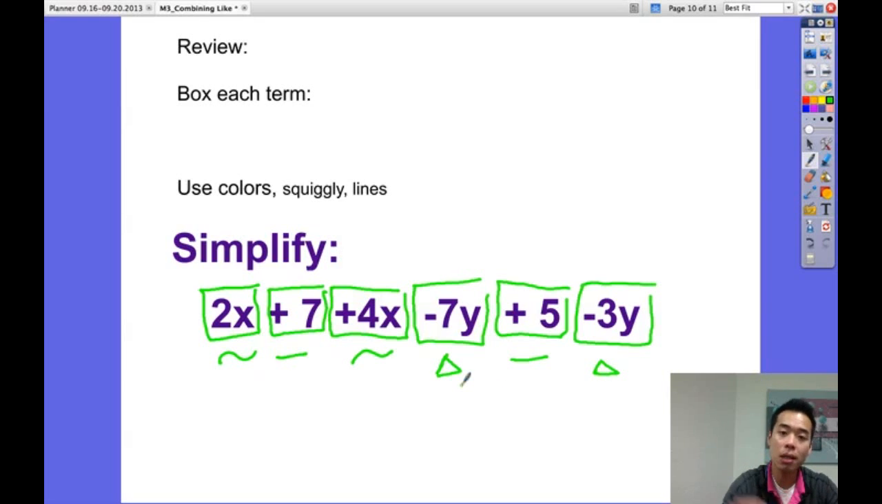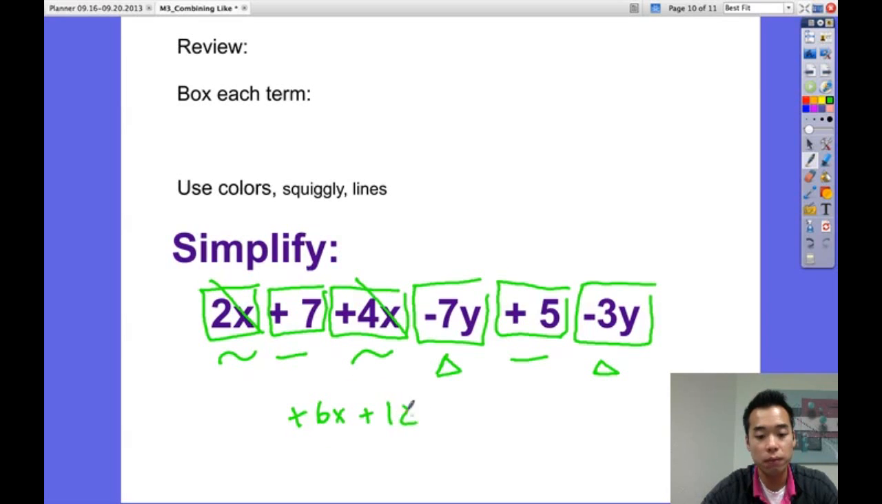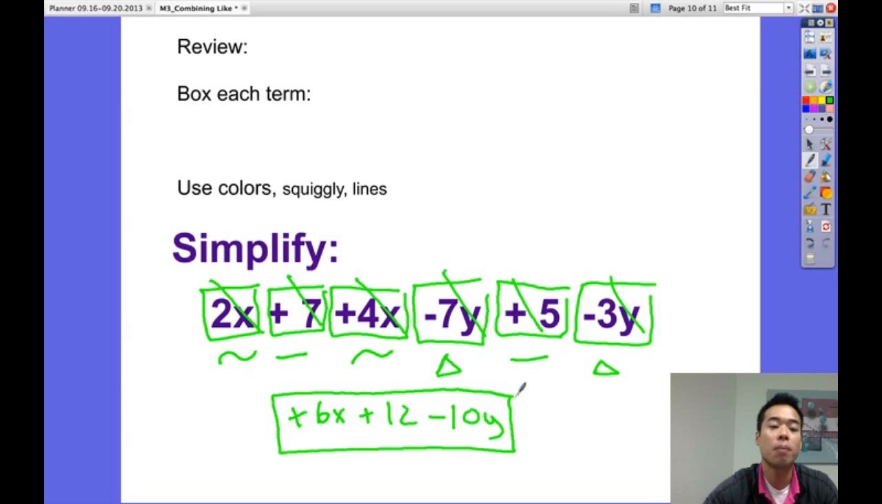Let's put things together that are alike. So clearly, here I have 2x. Run through my list. There's a squiggly. That's a positive 4x. So that's a positive 6x. So the x's are done. I have a 7 and a positive 5. So that's 12. Gone. I have a negative 7y and a negative 3y. Combine those, negative 10y. I've used every term. This is my final simplification of combining like terms.